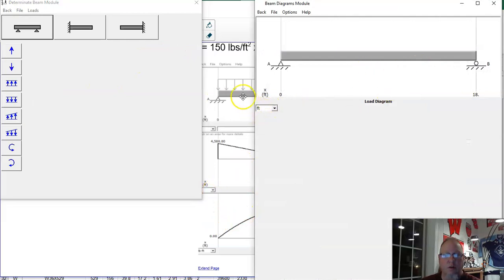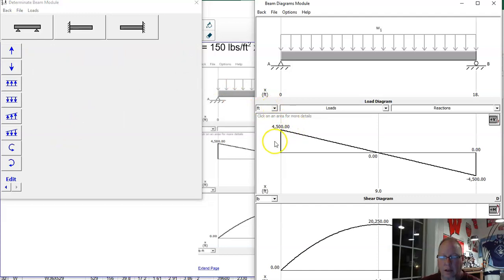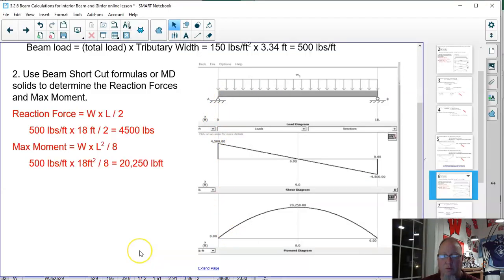The overall load on my beam is a consistent load from 0 to 18, and it is half of what it was before, so it's 500 pound-feet. And when I hit enter, there you go, there's my max moment, there's my reaction force. This is exactly what I copied into the PowerPoint presentation. I'm going to leave that MD Solids program open because I'll need it at the end of this presentation when I do the deflection.